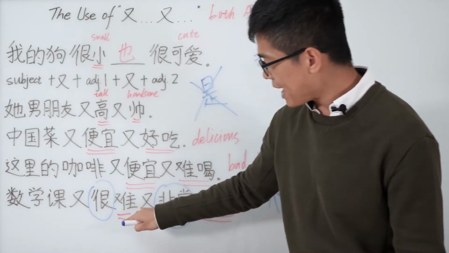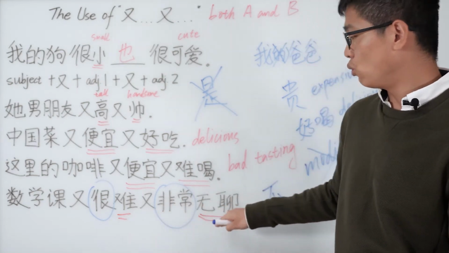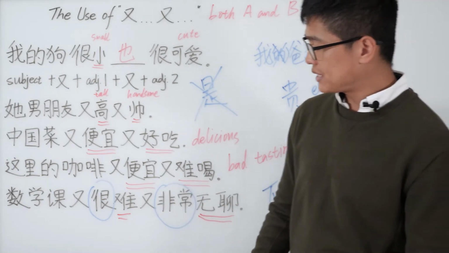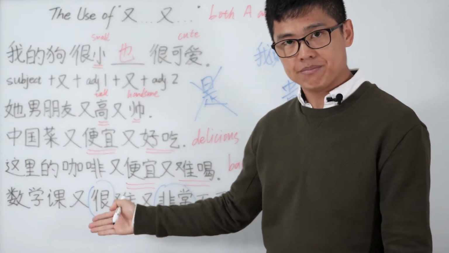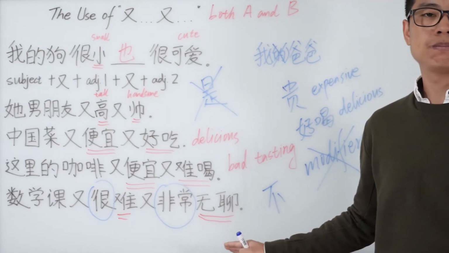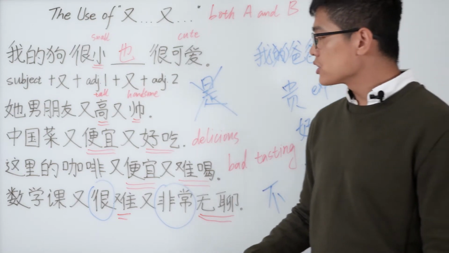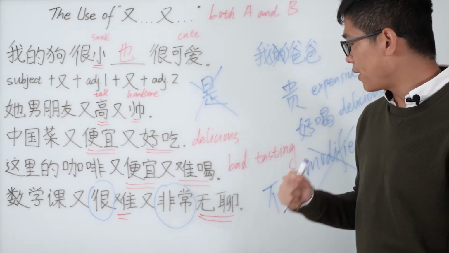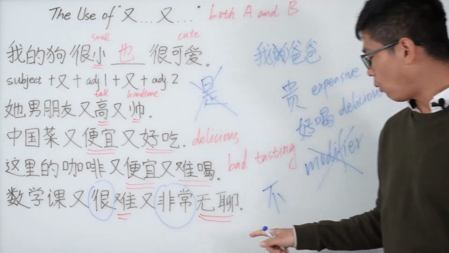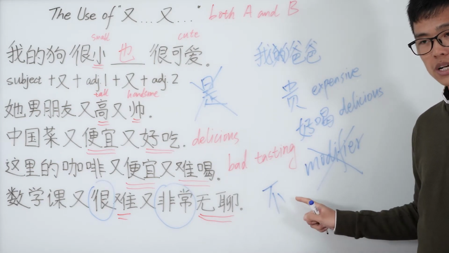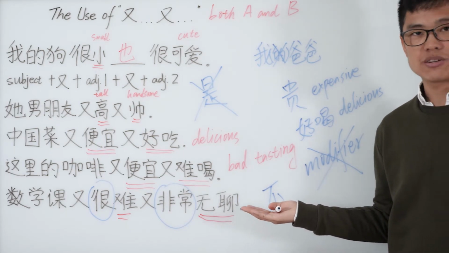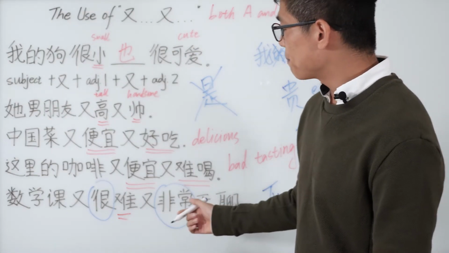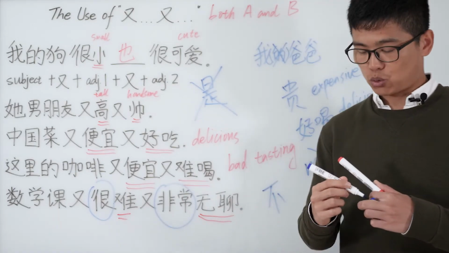Just plain adjective, difficult, boring. So the sentence can be 数学课又难 without 很 又无聊. Okay? So just keep that in your mind. Whether it's an adverb or it's words like 不. You can say it's also an adverb to negate, right? Okay, so that is another thing to remember.